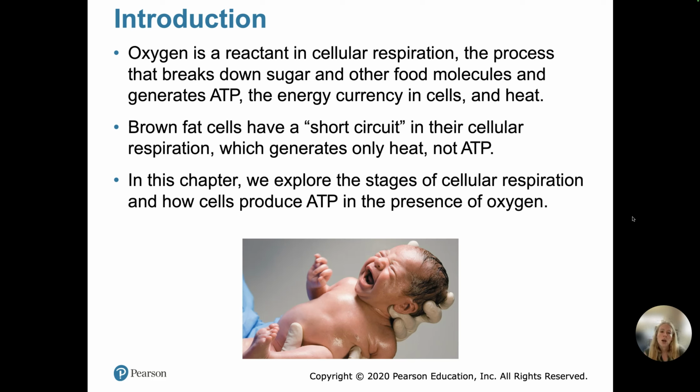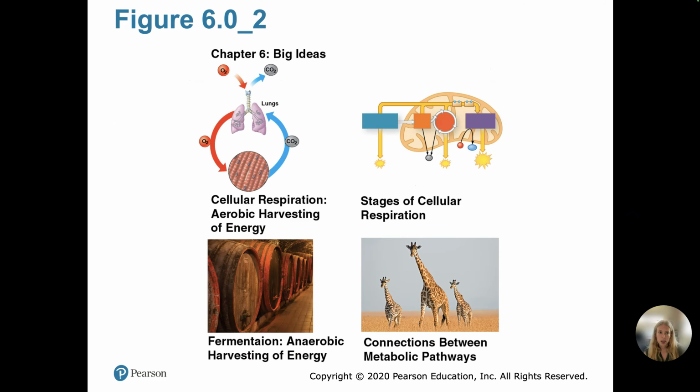In this chapter, we're going to explore the stages of cellular respiration and how cells produce ATP in the presence of oxygen. The main topics that we'll cover in this chapter: in this video, we're going to be talking about cellular respiration, the aerobic harvesting of energy, which will give you a general overview. In the next video, we'll look specifically at the stages of cellular respiration. And then in the final video, we'll talk about fermentation, which is the anaerobic harvesting of energy, and then connections between different metabolic pathways in the body.